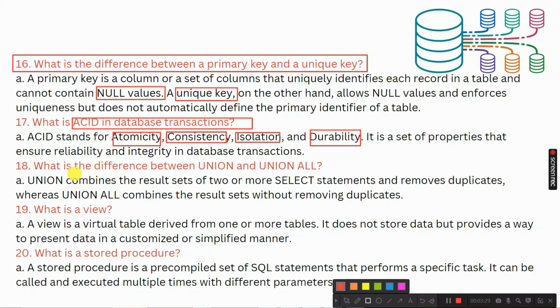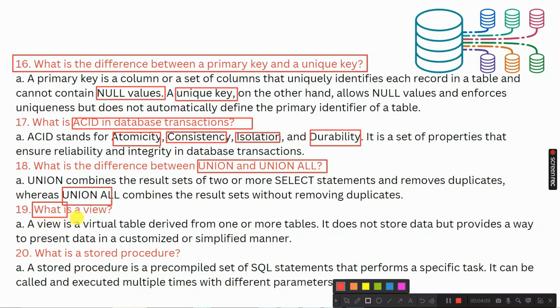Then the next question is, what is the difference between union and union all? A union combines the result sets of 2 or more select statements and it removes the duplicate values from that. Whereas in case of union all, it combines the result sets without removing the duplicate values. Okay, this is the difference between union and union all.